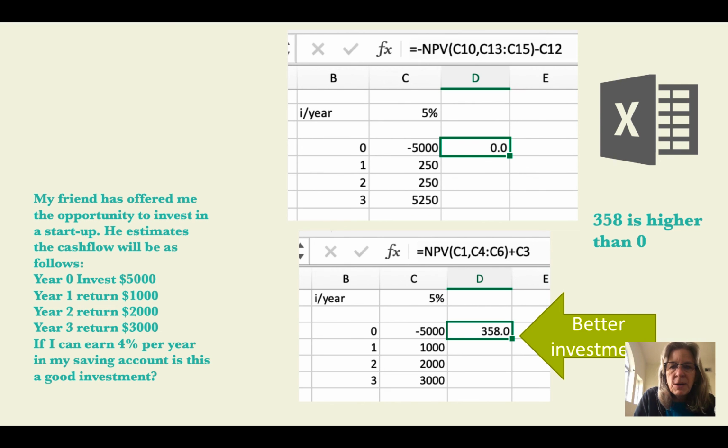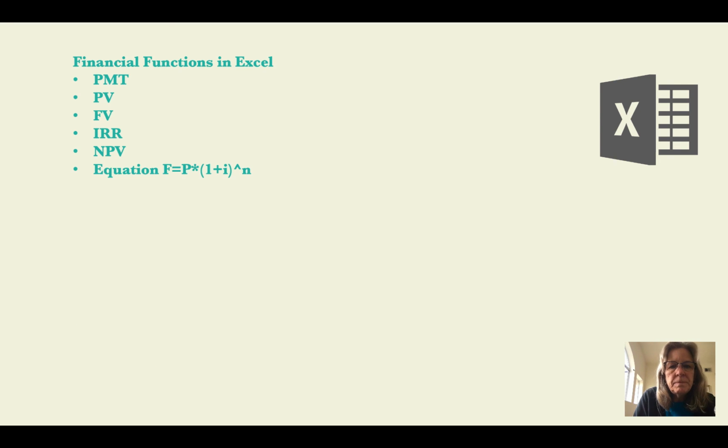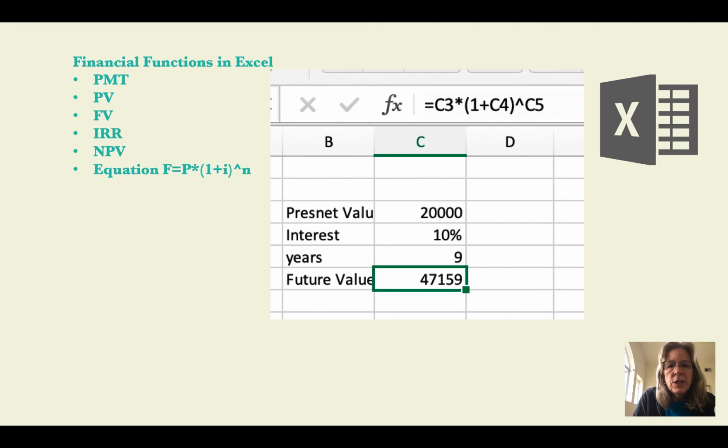So the last thing I'm going to look at is just the actual equation. If you remember in engineering economy, the future value is equal to the present value times 1 plus i to the n. So you can also use that. So in this case, I have present value of $20,000, an interest rate of 10%, 9 years, and that gives me a future value by using this particular equation.